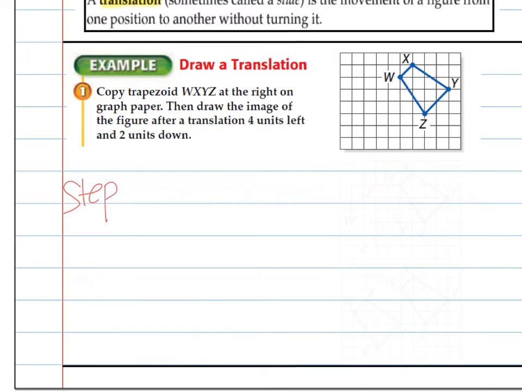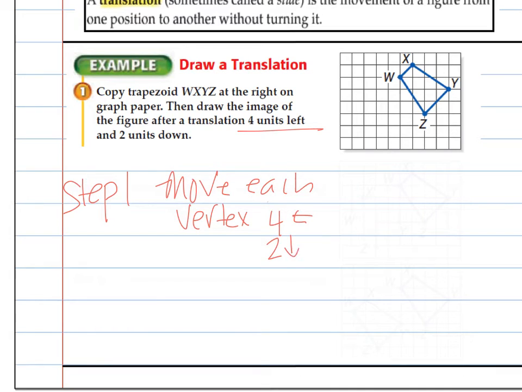So they're asking us to move each vertex 4 left and 2 down. I can just draw on there that each one is going 4 to the left, 1, 2, 3, 4, and 2 down.